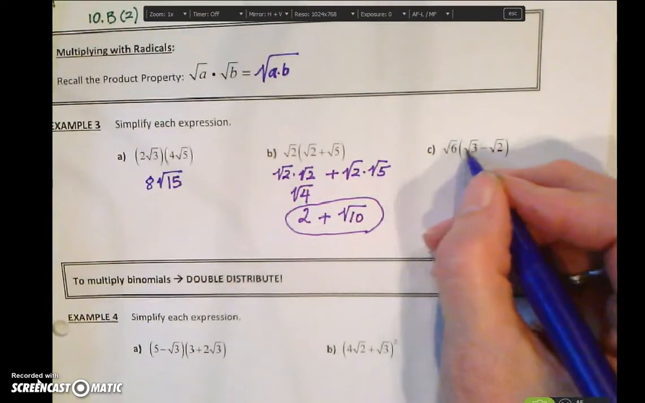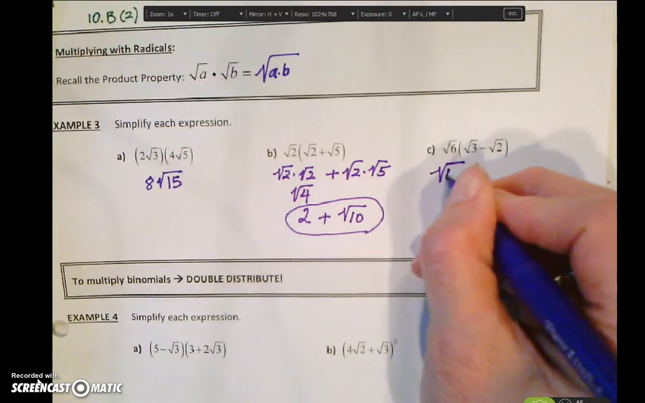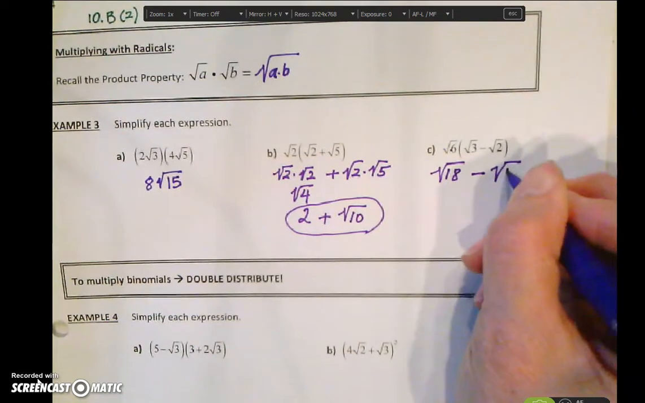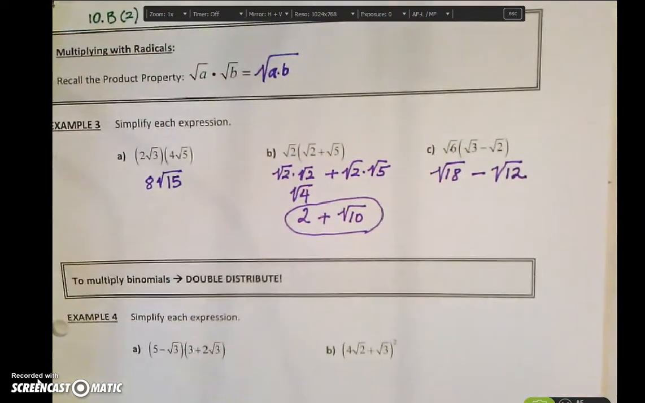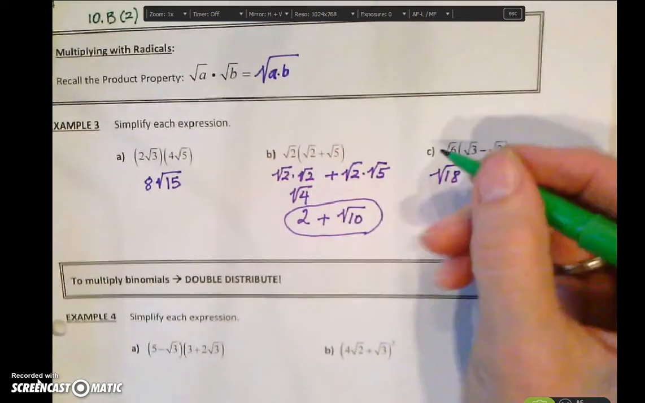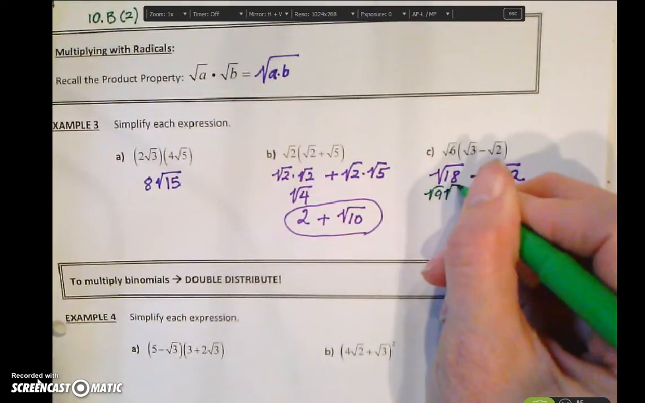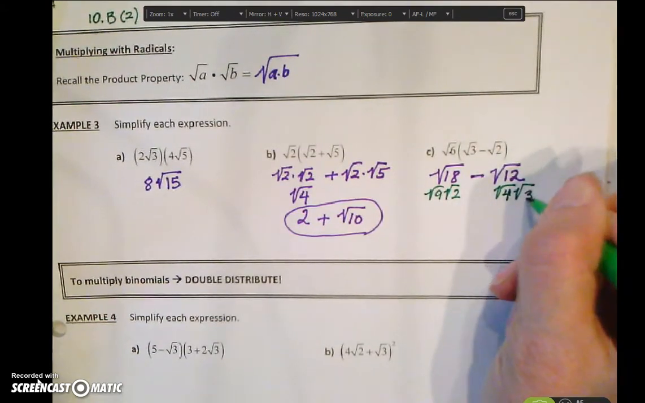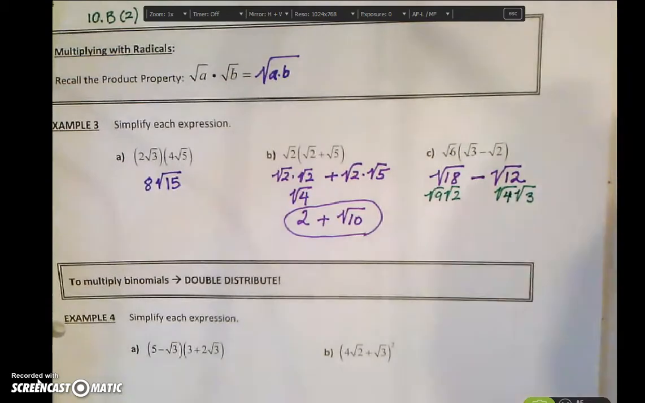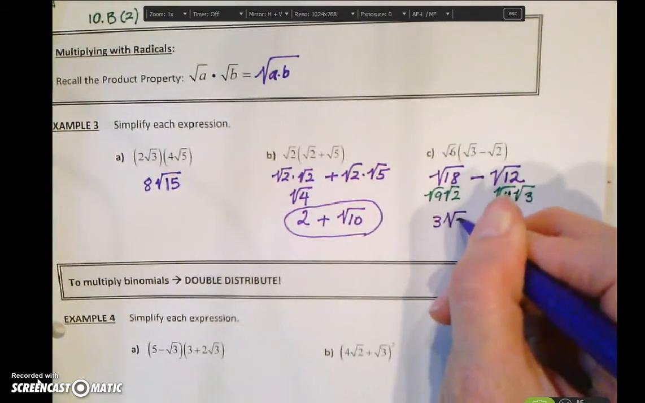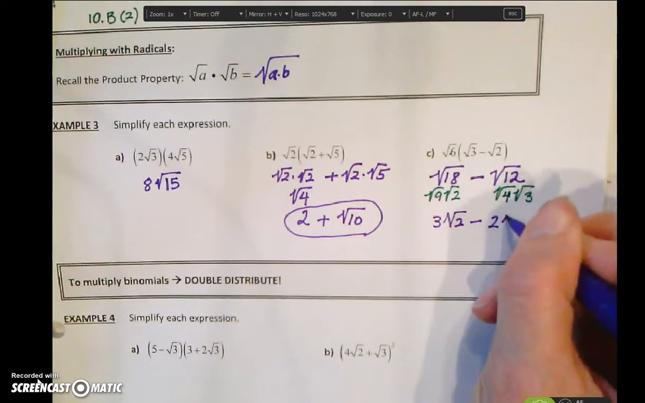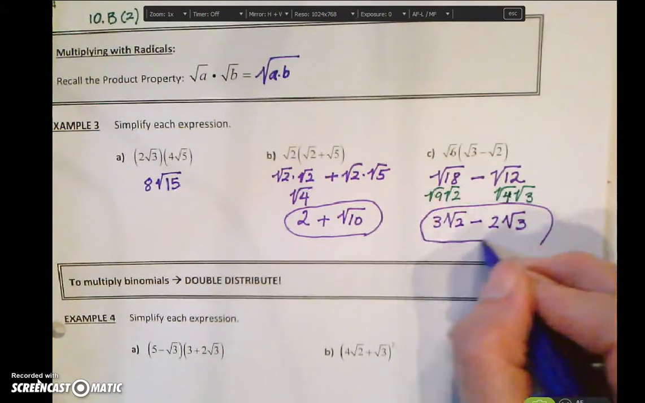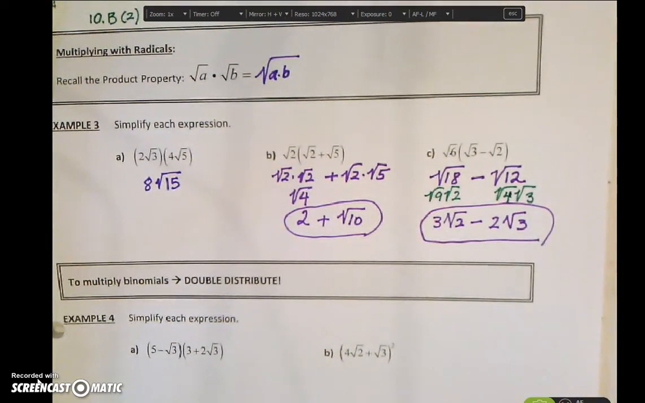C, I have the square root of 6 times the square root of 3, which is going to give me the square root of 18. And then the square root of 6 times the square root of 2, which gives me the square root of 12. Now that simplifies, so 18 is going to break up into 9 and 2, and 12 will break up into 4 and 3. So then I'll have 3 radical 2 minus 2 radical 3, and they are not like radicals, so they will not combine, and that's my final answer.